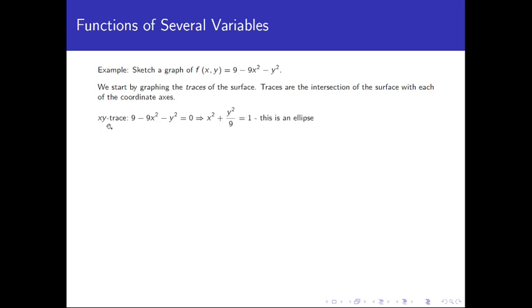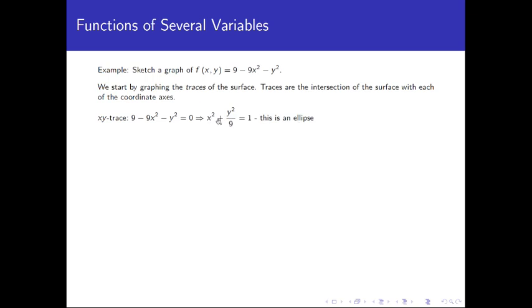So let's look at the xy trace. The xy trace would mean that z is equal to 0, because if you're intersecting with the xy plane, you haven't gone up or down at all. So we would have 9 minus 9x squared minus y squared equals 0. Put that in standard form, and we get an ellipse.